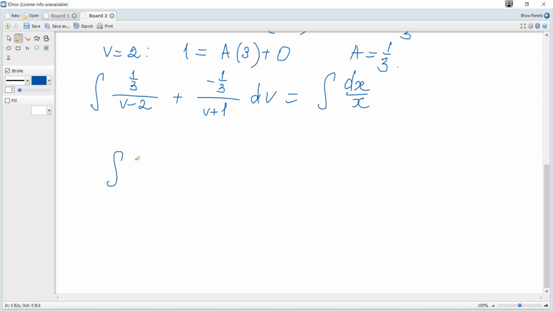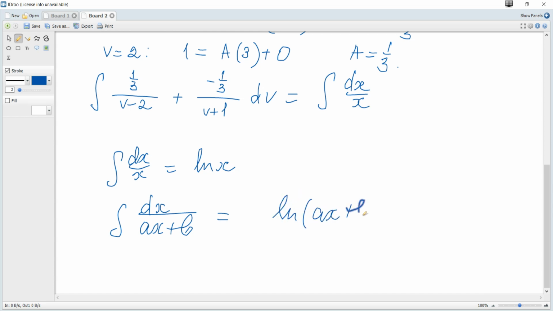We know from the data booklet that the integral dx over x is ln x, and in general, if there is a function ax plus b, if it looks like dx over ax plus b, in general we should use the substitution u, which is ax plus b, and rewrite it in terms of u. But we know that if it's a function of ax plus b, we use the same formula as in the data booklet, it's ln of ax plus b, and actually it's the absolute value. But 1 over a arises, and here we can see that a is 1 in v minus 2, so actually nothing arises.